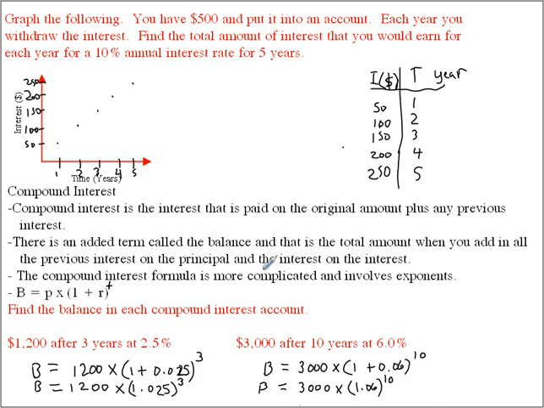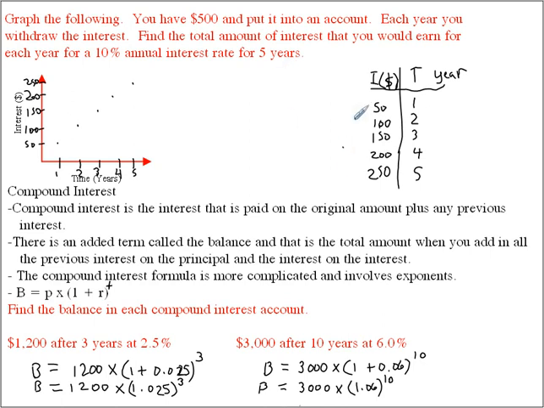Now, this is an example of a graph if you have $500 in your account, and each year you would draw the interest. Find the total amount of interest you would earn for each year for a 10% annual interest rate for 5 years, and then graph it.